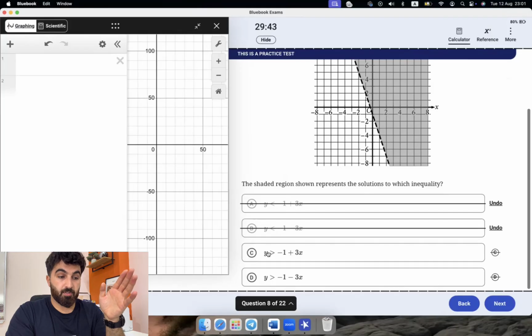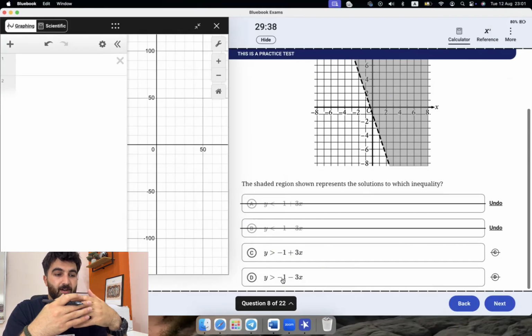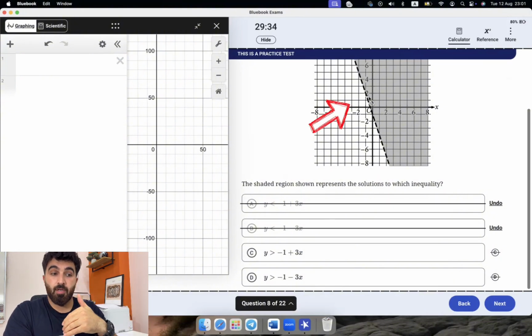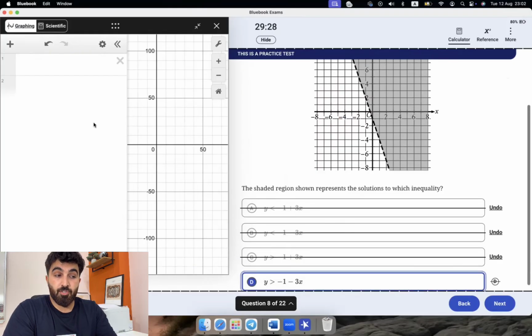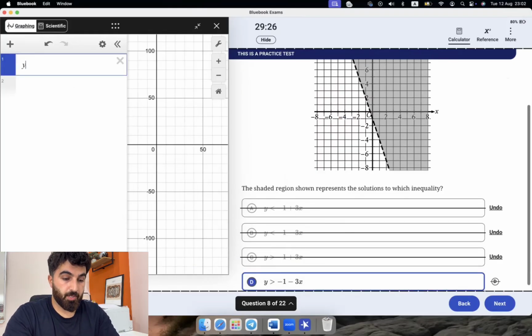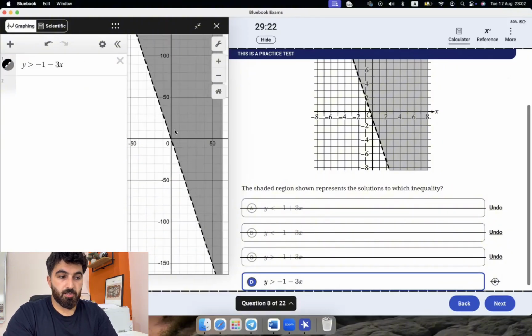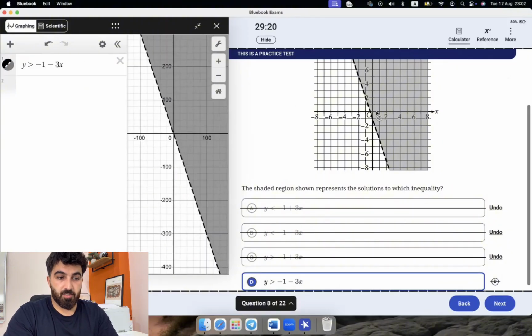Okay, the answer is either C or D. At least we save time here because I don't check every single answer choice one by one. And because the line goes down, it decreases. If it decreases, the slope is not positive, it is negative. If you want, we can check D here. Y is greater than negative 1 minus 3x. You see, this graph is exactly the same as this one.